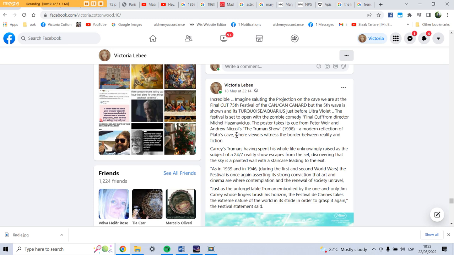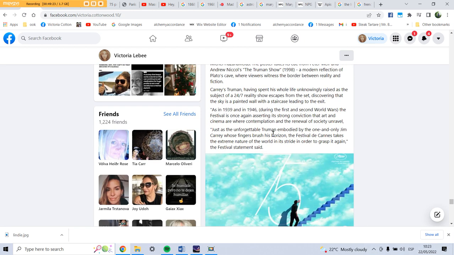A modern reflection of Plato's cave, they even say it, where viewers witness the border between reality and fiction. Carrey's Truman, having spent his whole life unknowingly raised as the subject of a 24/7 reality show. The first scene in that film is when one of the projectors, Sirius, falls. So, you know, Sirius is falling.